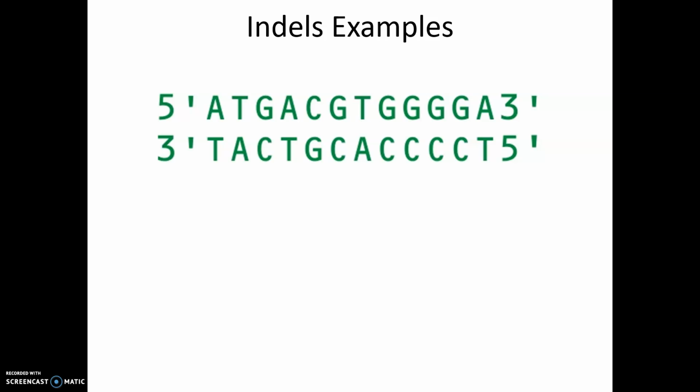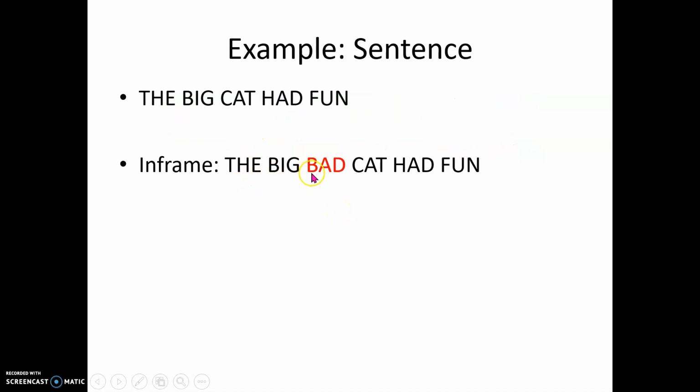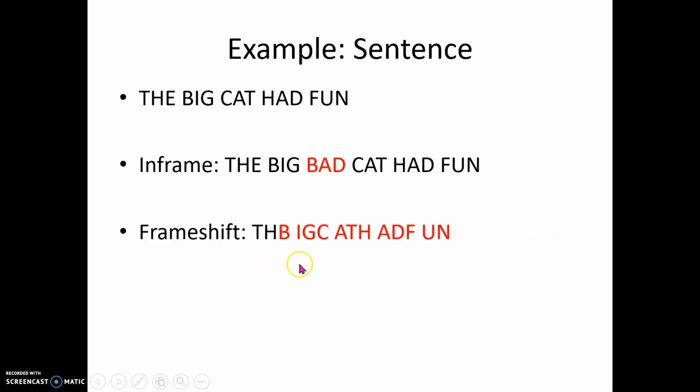Okay, so an example here, you can write this sequence down and add or subtract 1 base pair, add or subtract 3 base pairs, and see what happens. If you look at the sentence, if it's an in frame, you will put in a word. So instead of the big cat had fun, the big bad cat had fun. If it's a frame shift and you take 1 out, everything changes. This is no longer coherent.